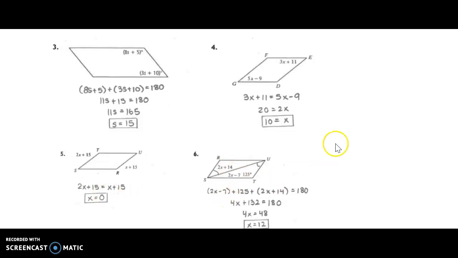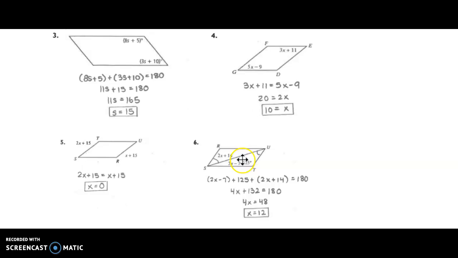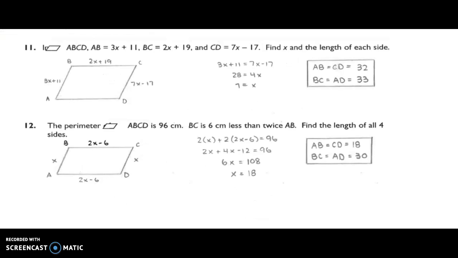And then here, in number 6, it looks like, what did we do? 2x plus 4, oh, so the triangle, 2x plus 14, right, that's alternate interiors, and so these are congruent, and so these three angles added up make a triangle, so that equals 180, right? And kind of word problems, I guess.